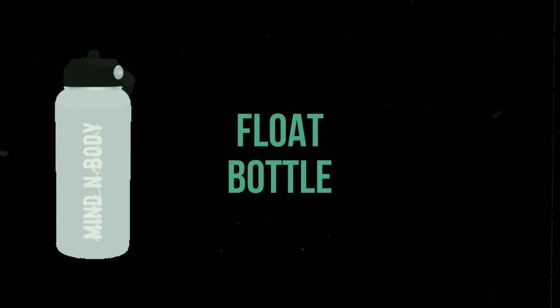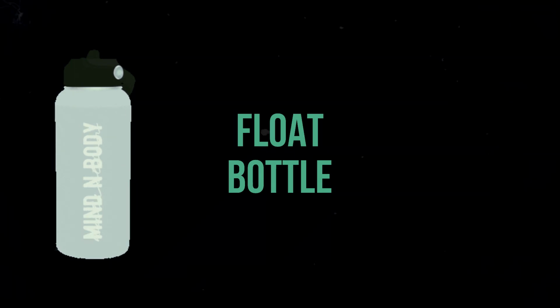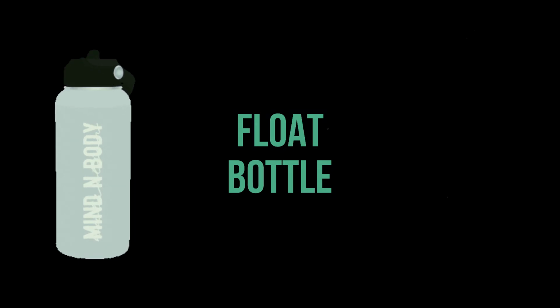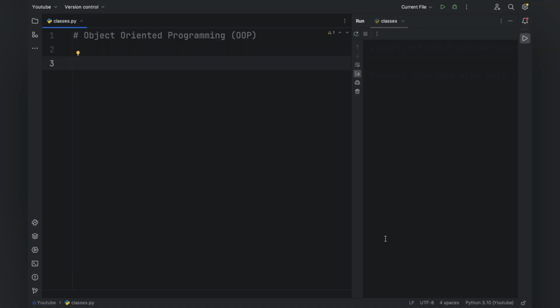Let's name my water bottle Float Bottle. This float bottle has a particular shape, size, and color, but generally speaking, is just a water bottle with a unique set of attributes. The generic term, what we call a water bottle, can also be called a class. So float bottle is an object which belongs to the class water bottle. Now let's try and understand what are classes and methods inside Python.